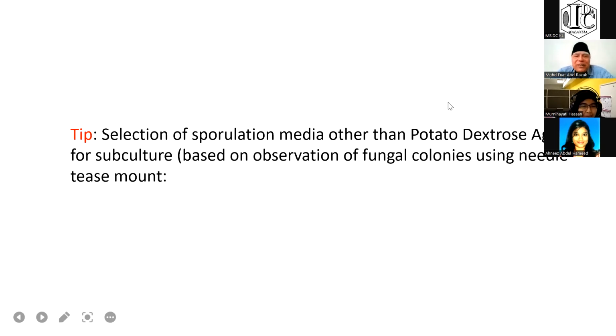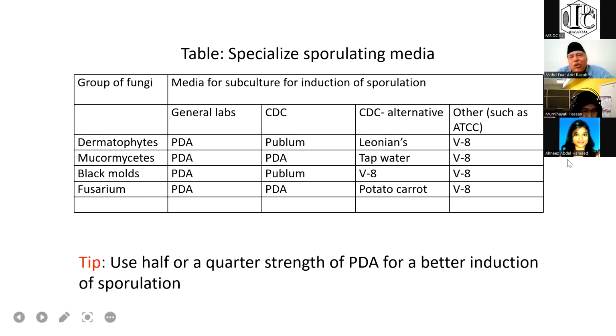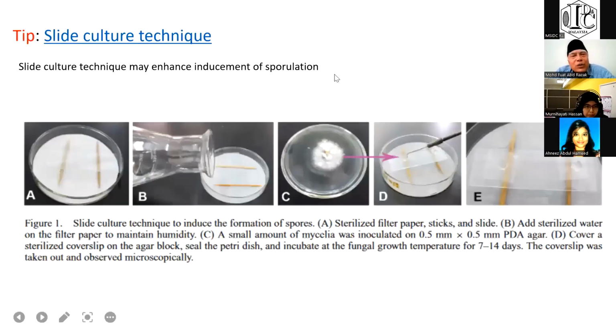Okay, now probably you need sporulation media. You must have sporulation media. Every lab must have sporulation media. That means when they grow their fungus on the primary isolation media, like SDA, they must subculture it on media other than SDA, media that induce sporulation. Most labs will use PDA, potato dextrose agar, while some labs use other media. And also you should learn about slide culture technique. Slide culture technique also will enhance induction of sporulation.